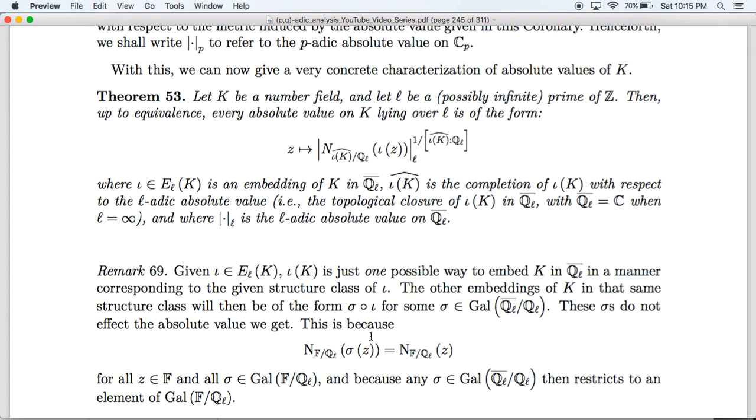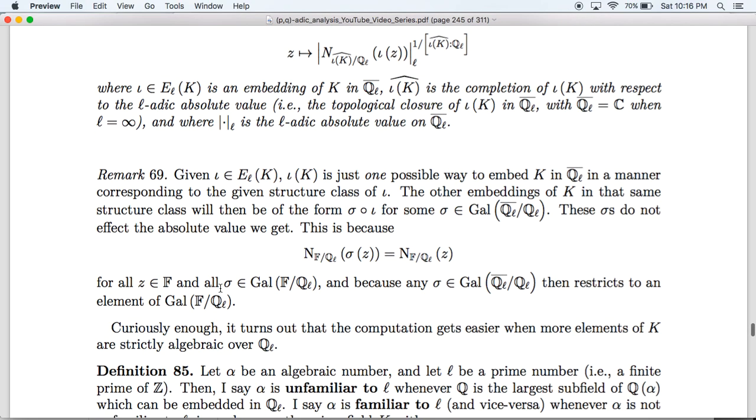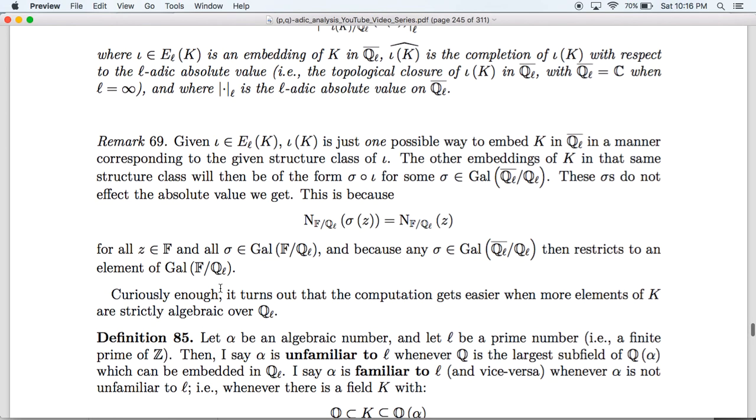This norm phenomenon also works for Archimedean embeddings. For example, the complex absolute value of z is equal to the complex absolute value of z conjugate, because complex conjugation is a field automorphism of the complex numbers. Also, note that any sigma in this Galois group is going to restrict to an element of this Galois group. Curiously enough, it turns out that the computation gets easier when more elements of K are strictly algebraic over Q_L.